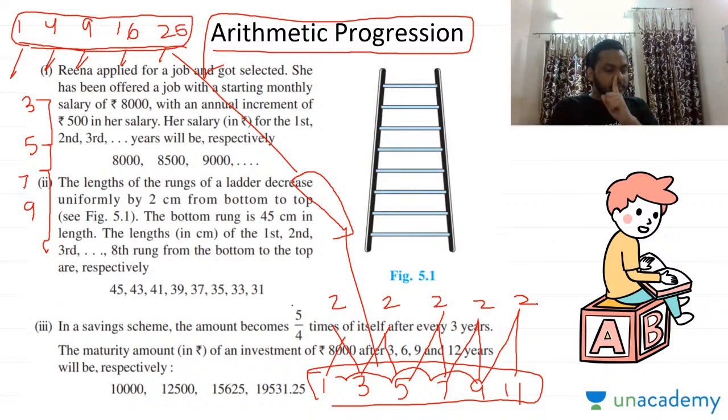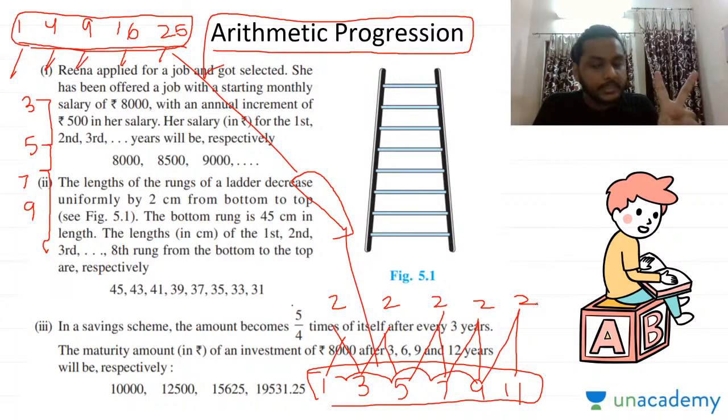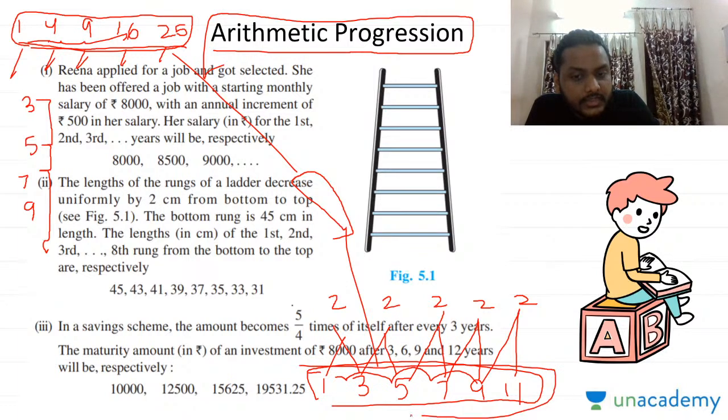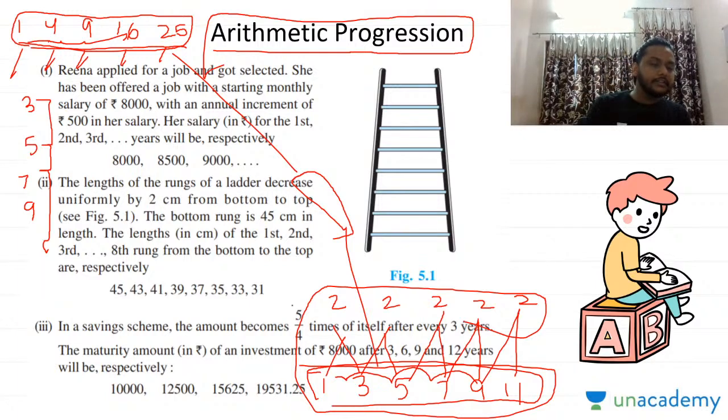So if you focus, the biggest difference between the first series that I've written on the top left corner and this series that I've written on the bottom is that in the first series the difference between consecutive terms keeps coming different, and in this one the difference between consecutive terms keeps coming the same. And that is the difference between any other sequence and that sequence which we call AP.